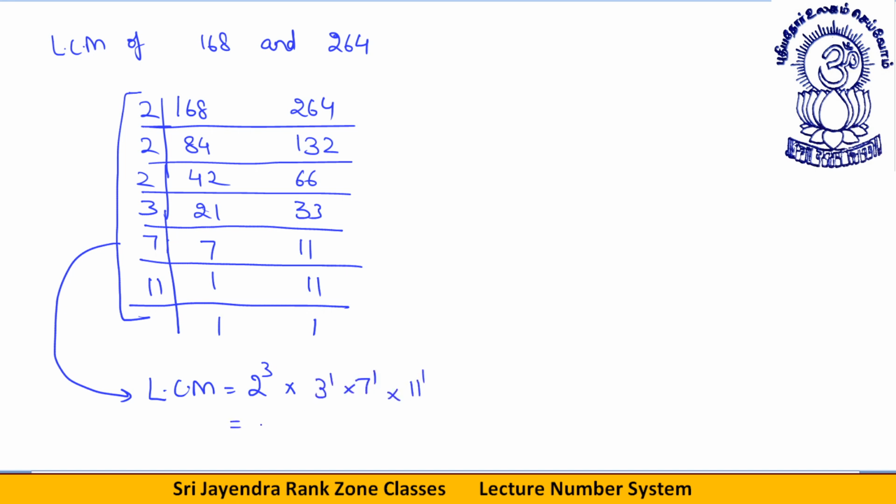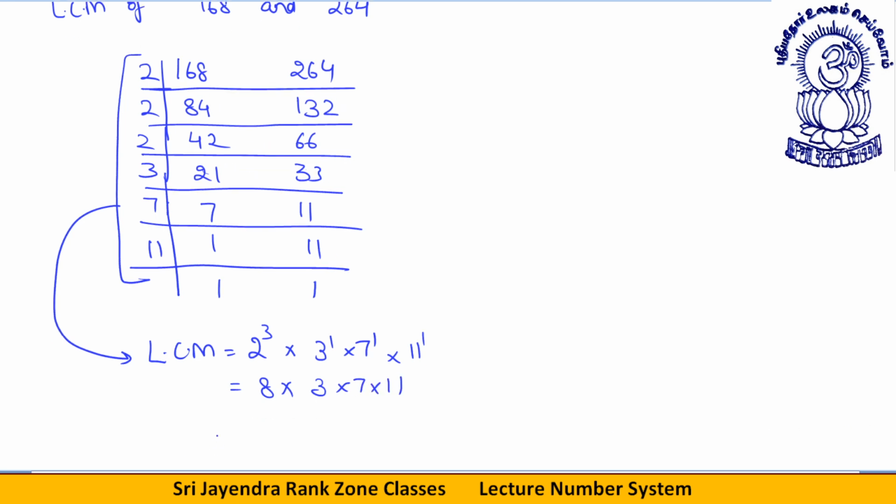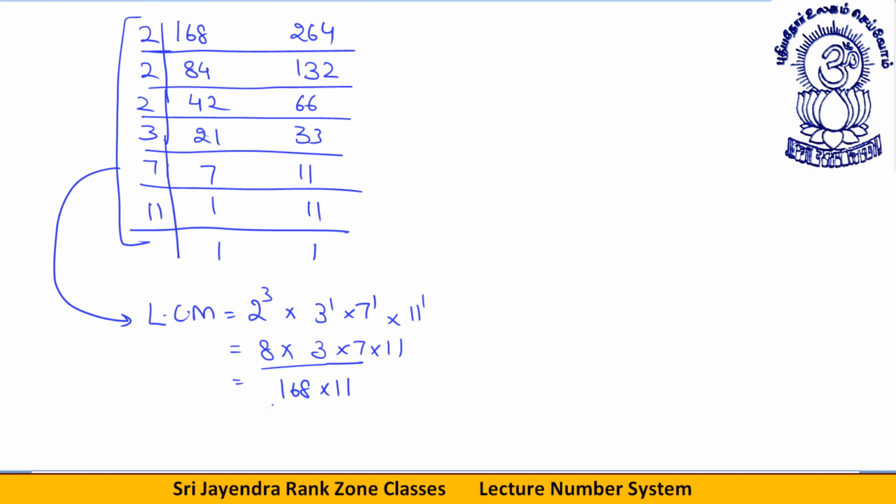That way it will be 8 into 3 into 7 into 11. This is the LCM. This is one way. Big number, okay? Let's find it. 8 into 3, 24. 24 into 7, 168. I did not multiply by 11 because I know how to easily multiply a number by 11. You need to multiply this number by 11.